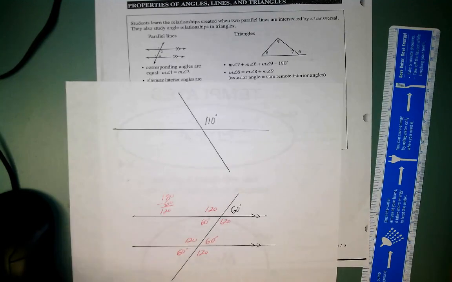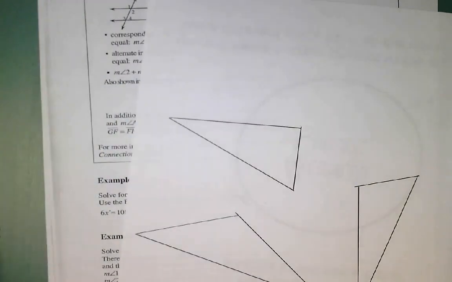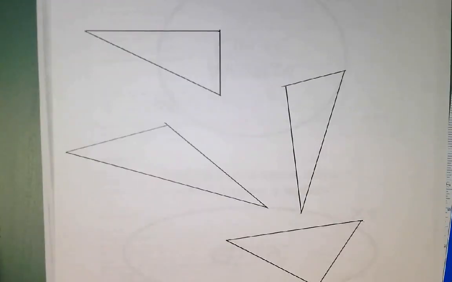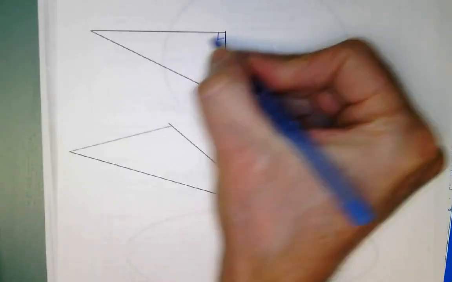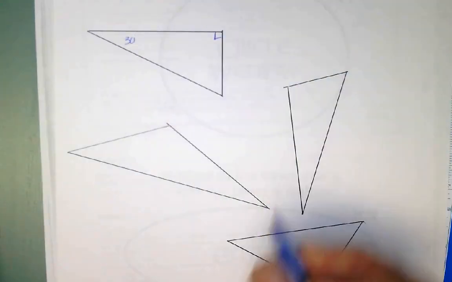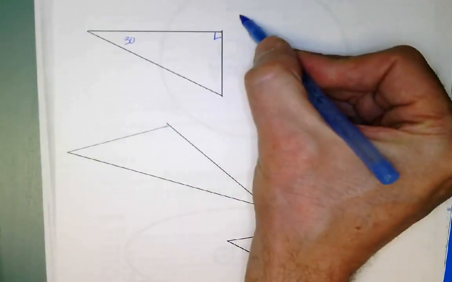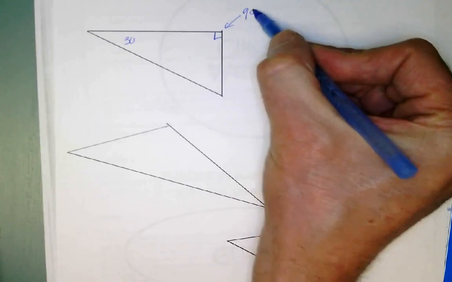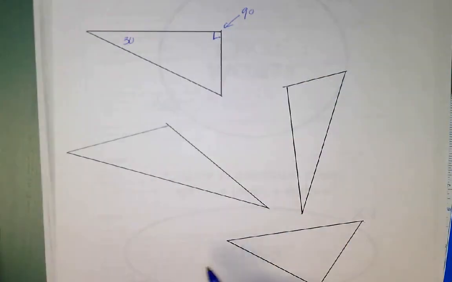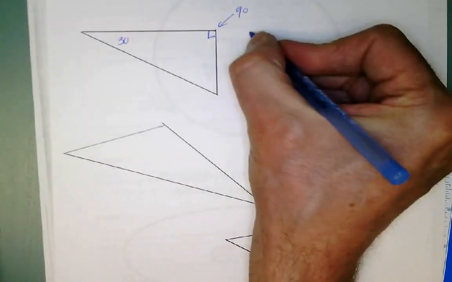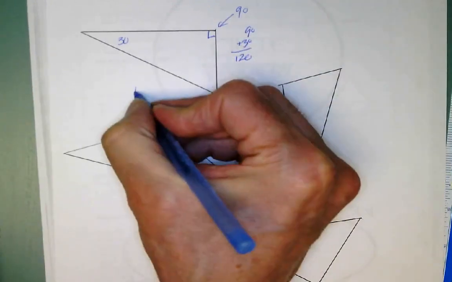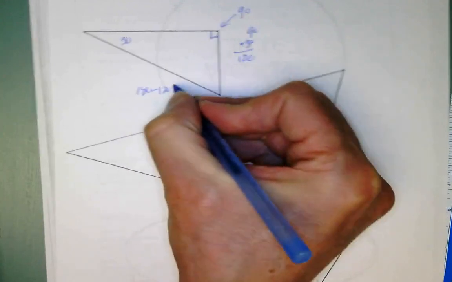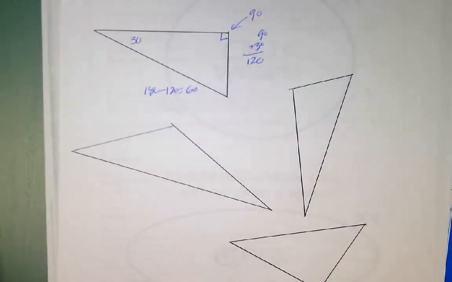And again, if you have a triangle, you know that no matter what the shape of the triangle, those three angles will always add up to 180. So if this is a right triangle, that's got to be 90, plus this 30, that's up to 120. What's this have to be? Well, 90 plus 30 is 120, and 180 minus 120, that has to be 60.